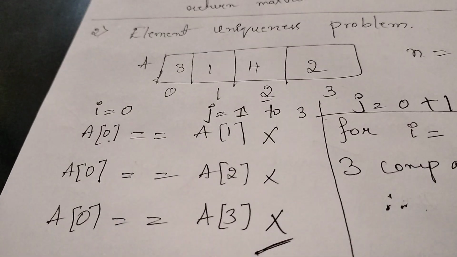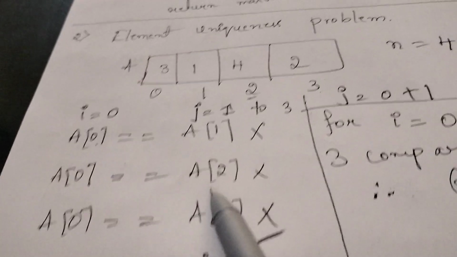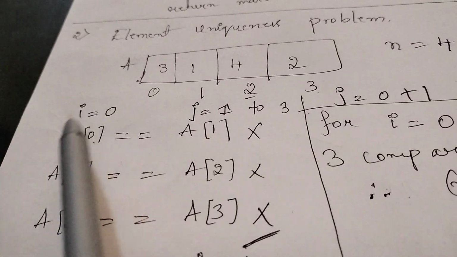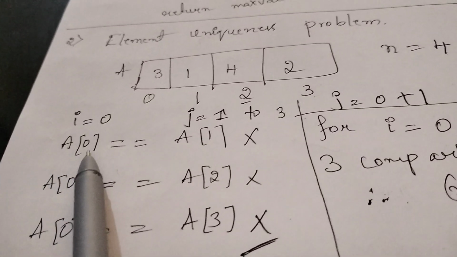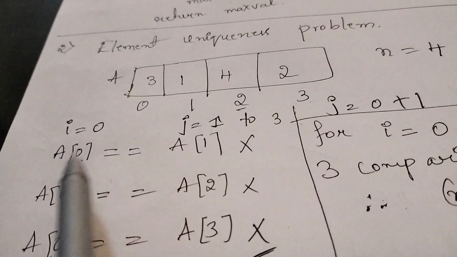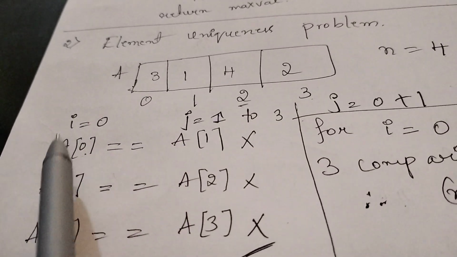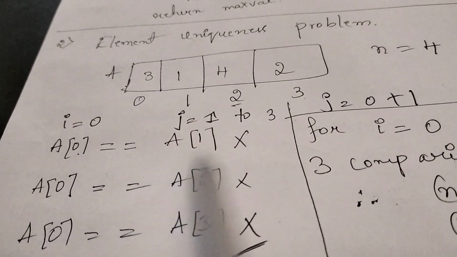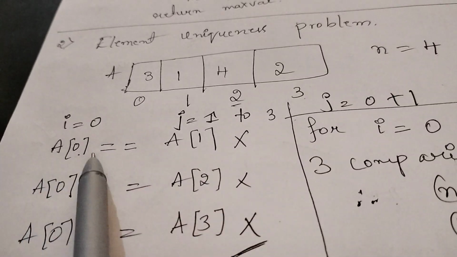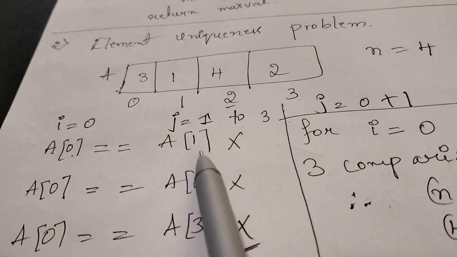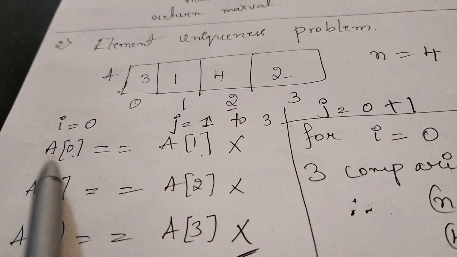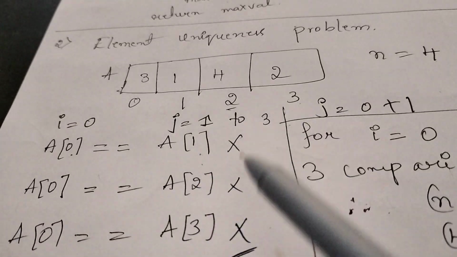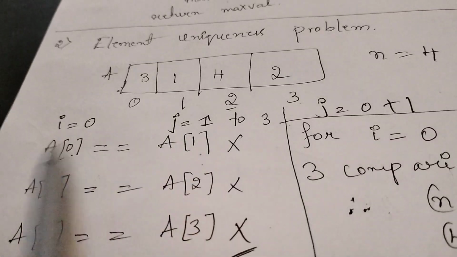I'm going to take the first element of the array, which can be accessed through A of 0. The first element of the array is 3. I'm going to check whether this is equal to the next element of the array. I compare A of 0 with A of 1: is it exactly equal? In this case A of 0 is not equal to A of 1, so the condition is evaluated to true.